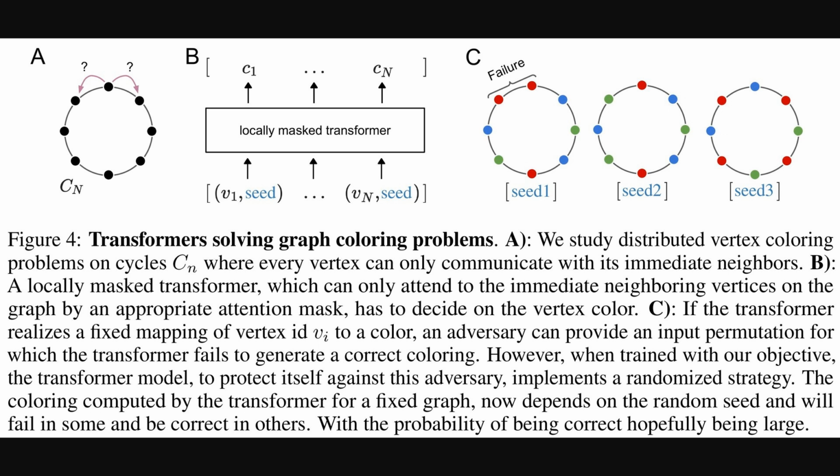Part A shows the setup, a ring of points or vertices, where each only sees its immediate neighbors. Part B then shows a transformer, designed to also focus locally, using a random seed to decide the color for each vertex. And Part C really highlights the benefit. With different seeds, the model tries different colorings, making it much harder for an adversary to consistently make it fail.